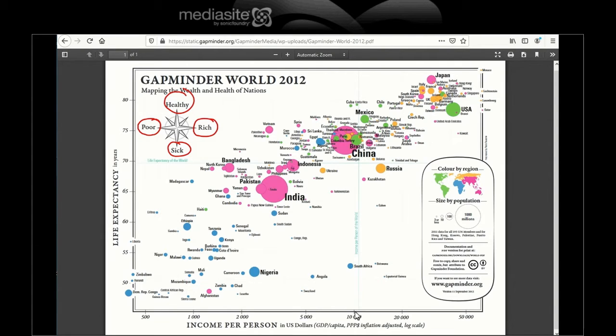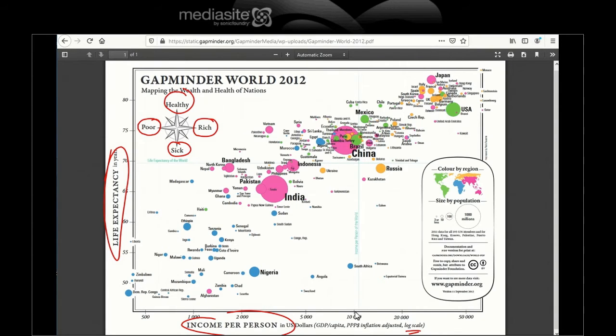We have the X axis, which is income per person in US dollars, inflation adjusted, on a log scale. Log scale means it's not totally even, because 50 to 1,000 is 500. Same scale, same distance is doubling, so it looks a little more than doubling. 5,000, 10,000, 20,000, 50,000. Life expectancy in years.